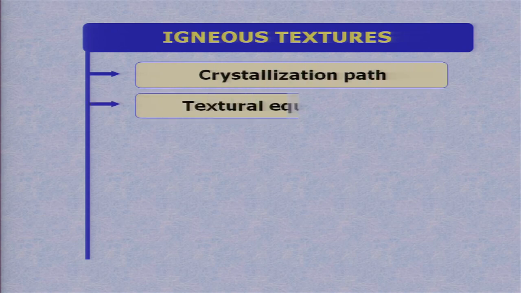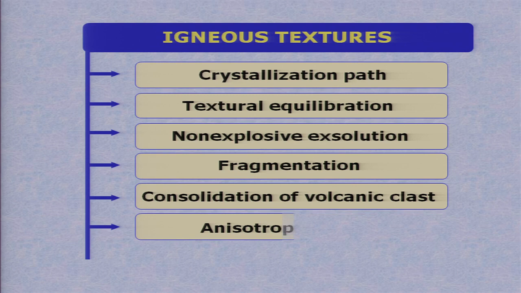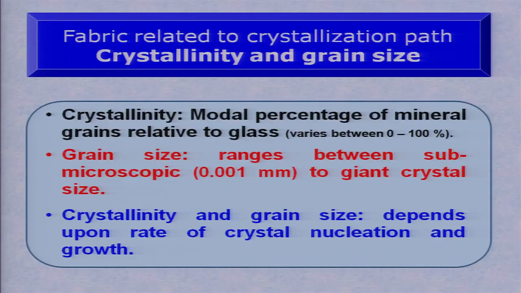Now, igneous textures, why do we study igneous texture? Igneous textures are studied because they tell us about crystallization path, textural equilibrium, non-explosive exsolution, fragmentation, consolidation of volcanic clast, anisotropic fabric, mafic inclusions. First, I will discuss the fabric related to crystallization path, that is crystallinity and grain size.